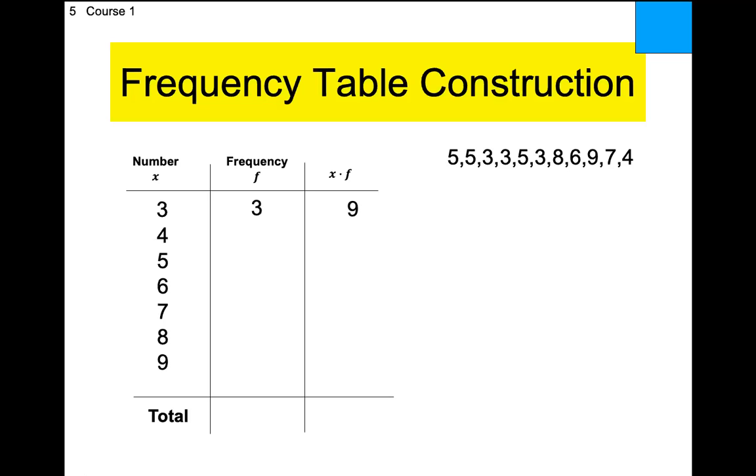Stop me if you're lost. We look at the 4. There is 1 4 in my data set. 4 times 1 is 4. We look at the 5s. There are 1, 2, 3 5s. 5 times 3 is 15. There's only 1 6. 6 times 1 is 6. There's only 1 7. 7 times 1 is 7. There are, is it 1? Yeah, just 1 8. 8 times 1 is 8. And there is 1 9. 9 times 1 is 9.